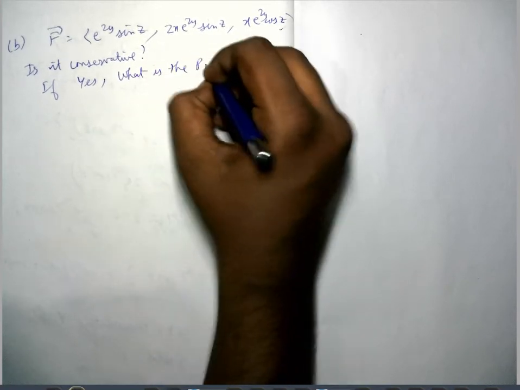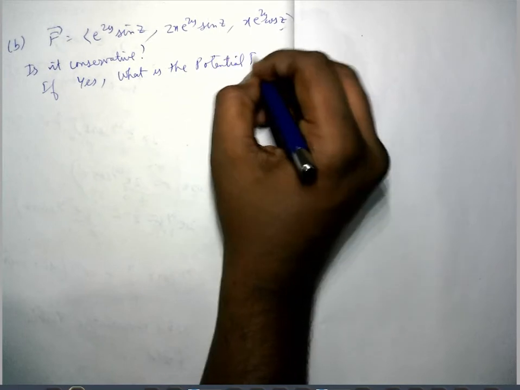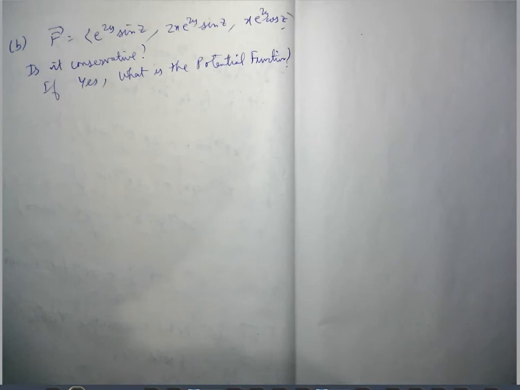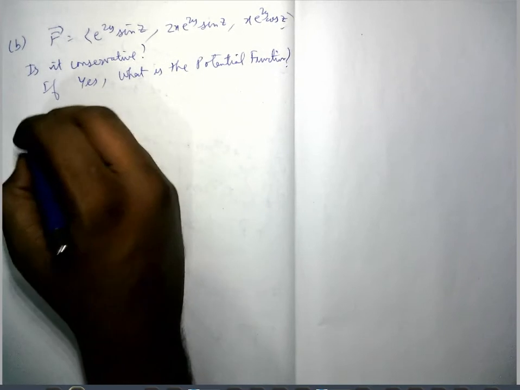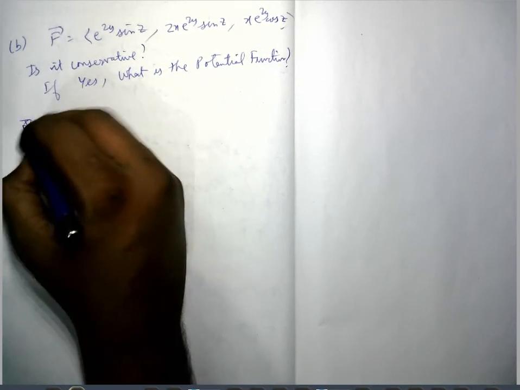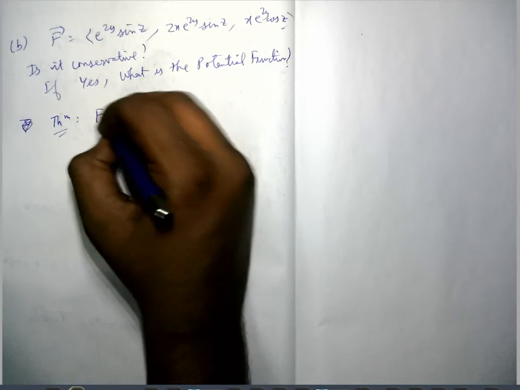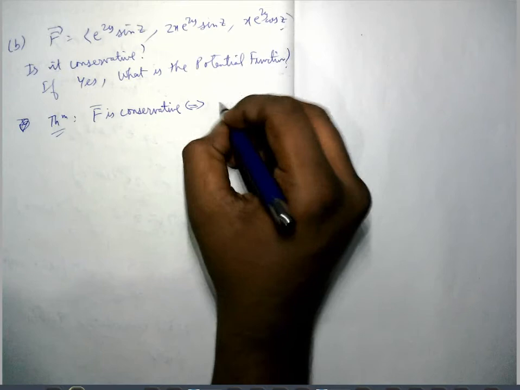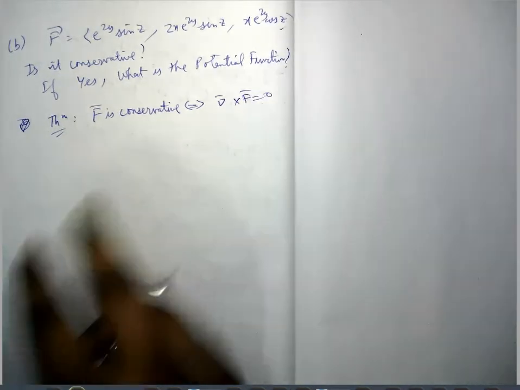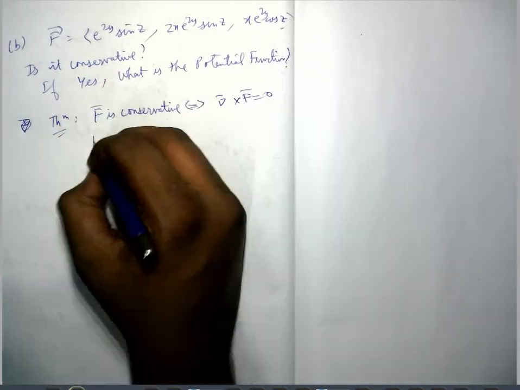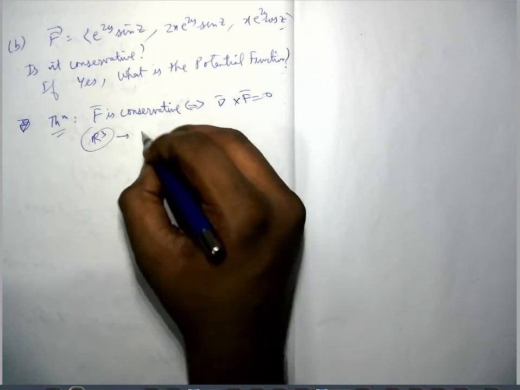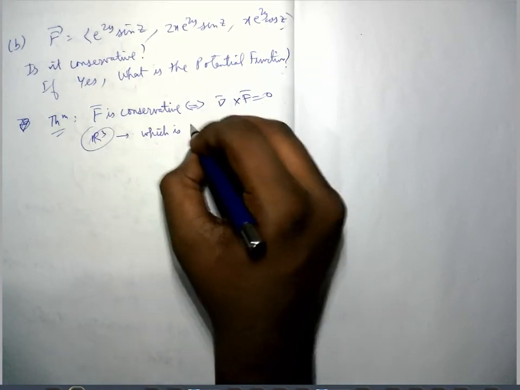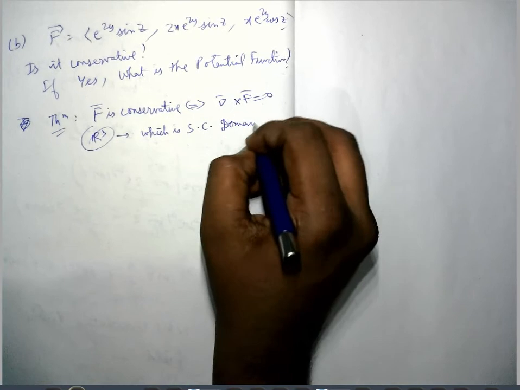So this is the function f, and as you know the theorem, we have the theorem that f is conservative if and only if the curl of f is 0. Since the domain of this function is entire R3, which is a simply connected domain, we don't need to go into this part, we just need to check if the curl is 0 or not. So we'll start with the curl.